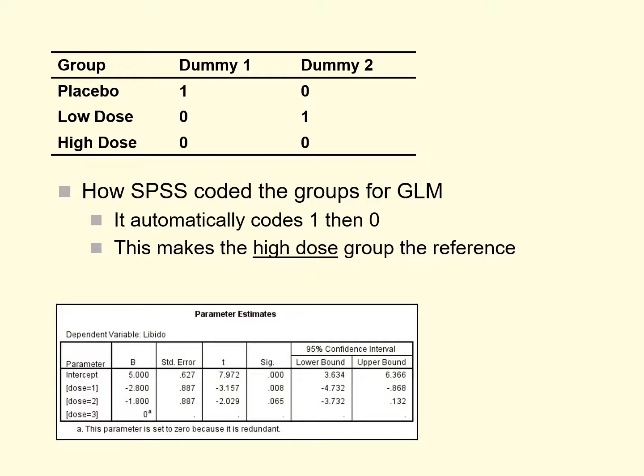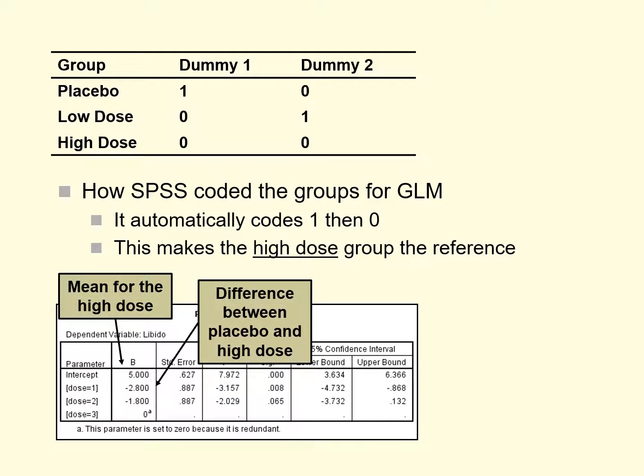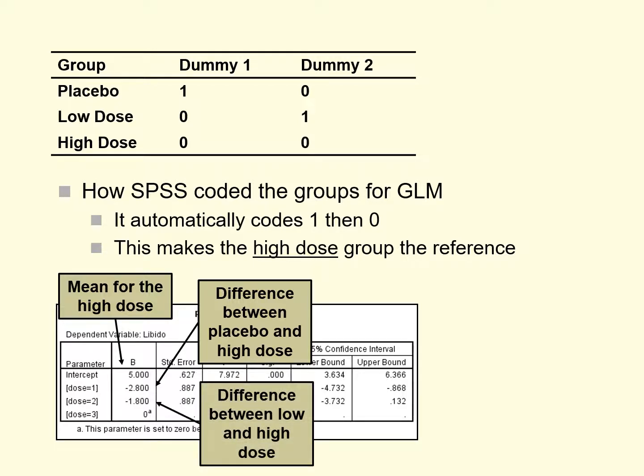And we can see that if we look at these parameter estimates. The intercept is now the mean for the high dose group. And what SPSS calls dose equals 1 is the difference between the placebo dose group and the high dose group. And what it calls dose equals 2 is the difference between the low and the high dose group. Again, this isn't incorrect, it's just a consequence of the dummy coding system that the GLM module did for us when we entered dose as a fixed factor.